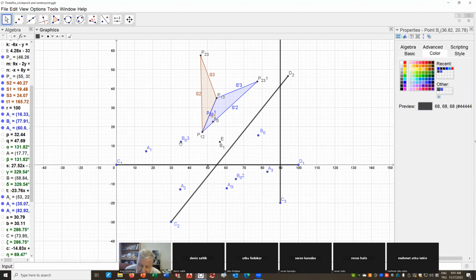Hocam, before hiding, can I ask a question? Of course. I couldn't really understand what you mean by inversion of motion here.